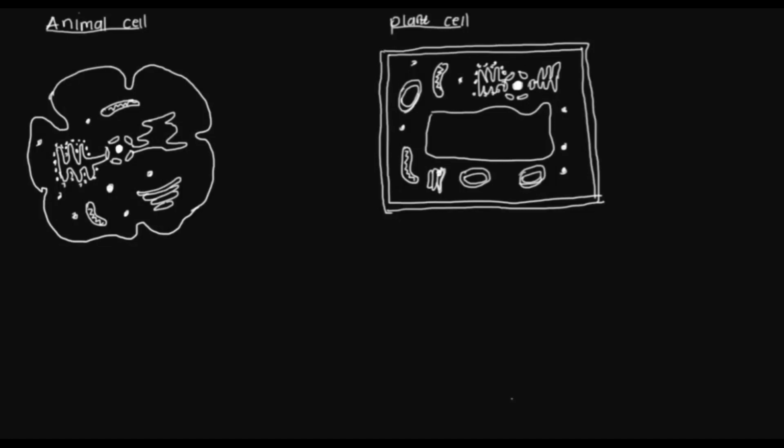In this lesson, we are going to look at the animal cell structure and the plant cell structure. Now, let's define a cell. A cell is just a basic unit of a living organism. So therefore, what we are saying is all living organisms are made up of units called cells.